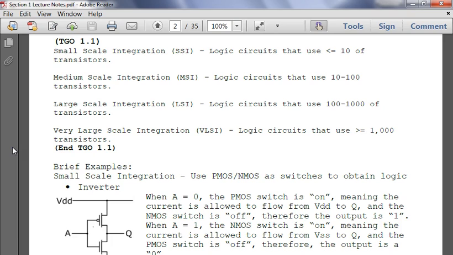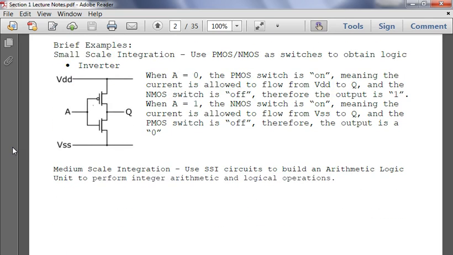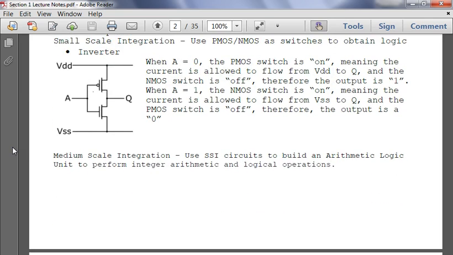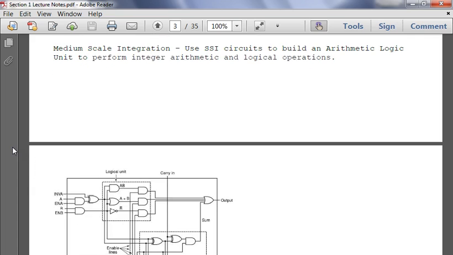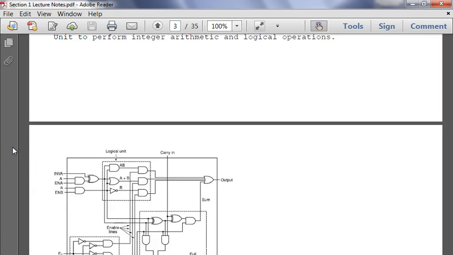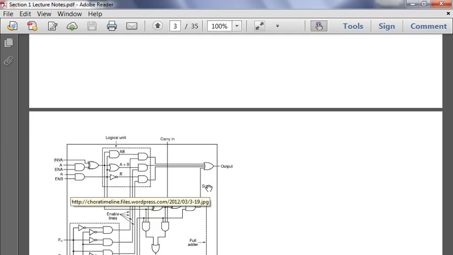So this is an example of a small-scale integration circuit. I wasn't going to go into detail in this course about the actual physics behind how that works. So MSI, this is 10 to 100. We have some small examples of adders. We have a decoder, some carry-out circuits, and output.